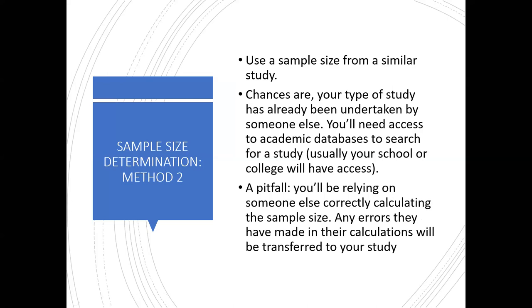Another method that you can use is if you discover that someone has done the kind of study you are doing. Chances are that your type of study has already been undertaken by someone else. So if you have access to such a study, particularly if it's published in a very reputable journal, then you can actually adapt the sample size used by that particular person. But it has a disadvantage, because you are relying on the person having done the correct thing. If the person has not done the correct thing, any error made in the calculation of the sample size will automatically be transferred to your study. But it's still another method.